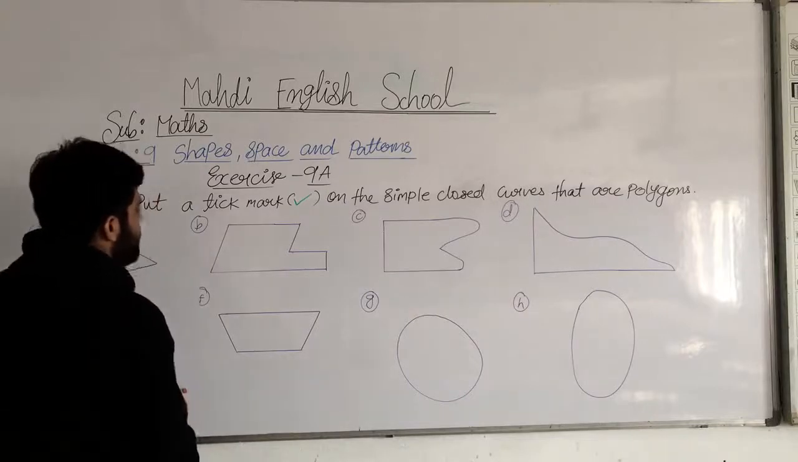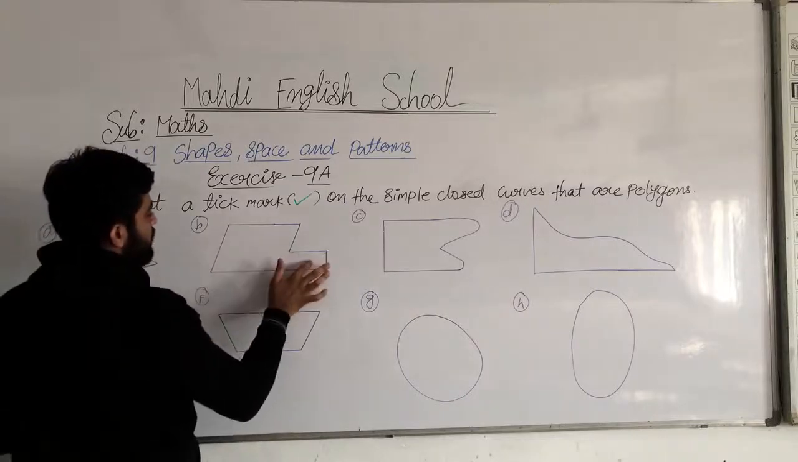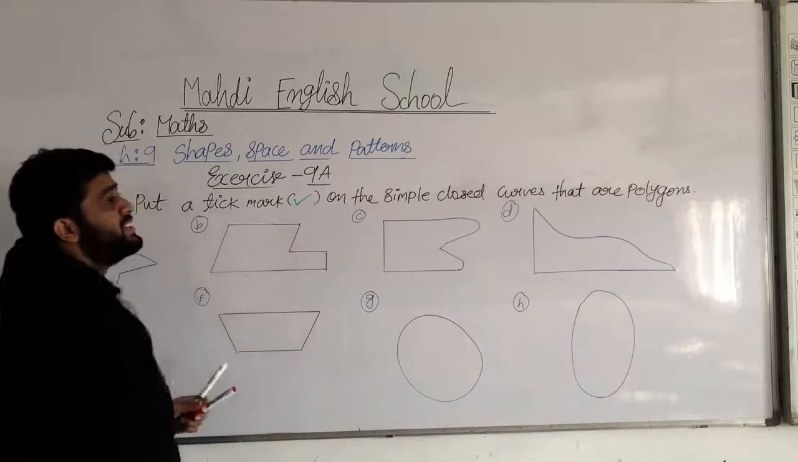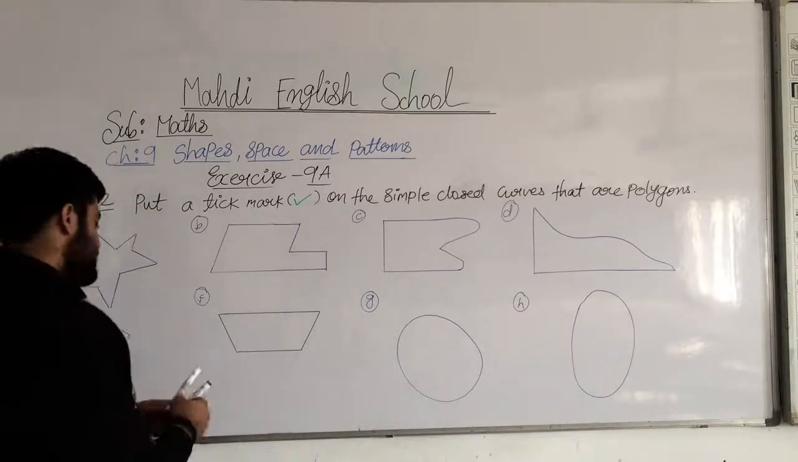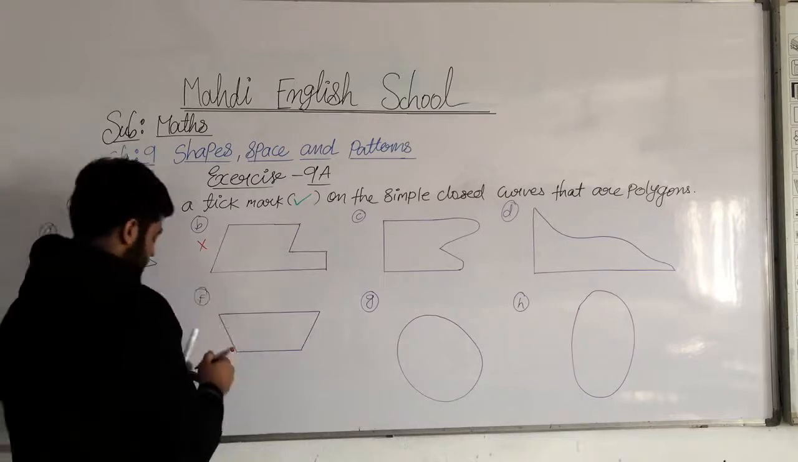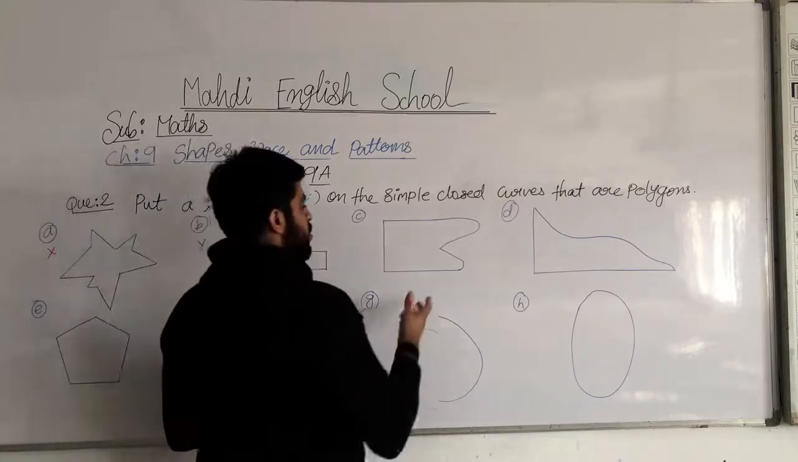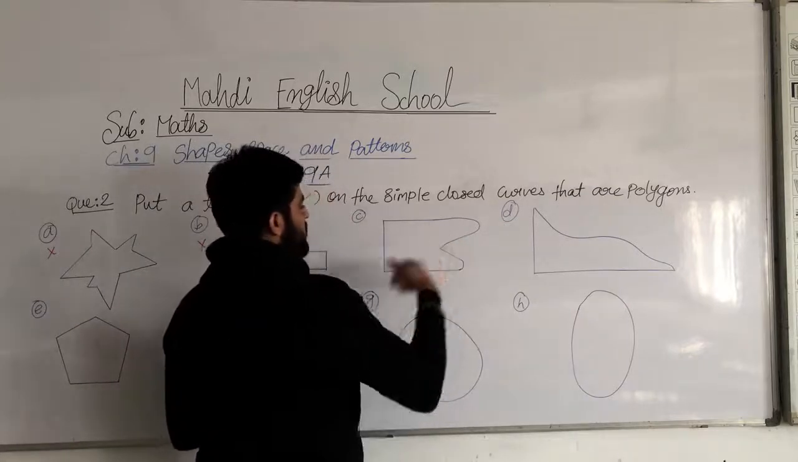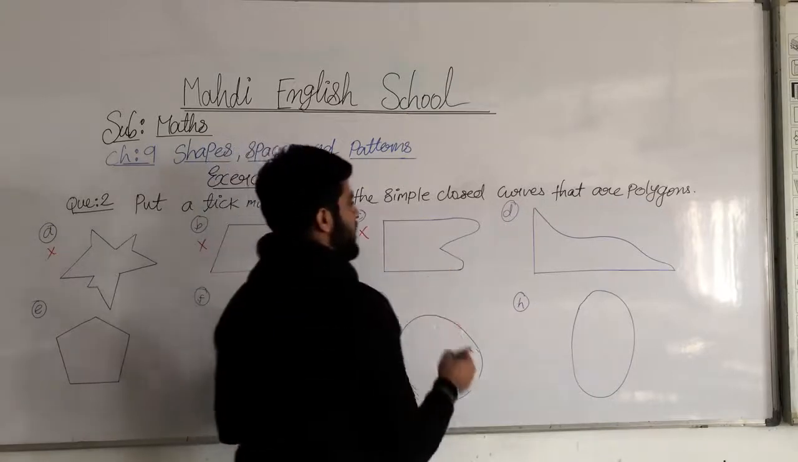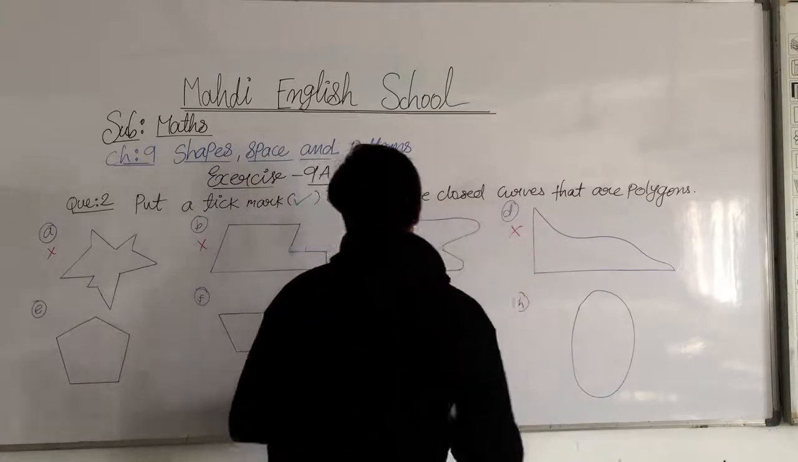Now question number B. 1, 2, 3, 4, but it is not a proper segment, a proper side. That one we are cancelling. Then here is also a closed shape, but not the same way. And here B is also not.